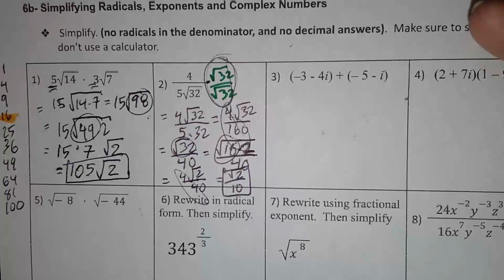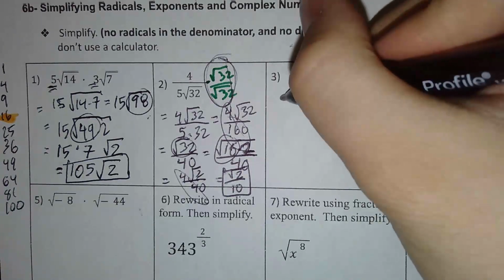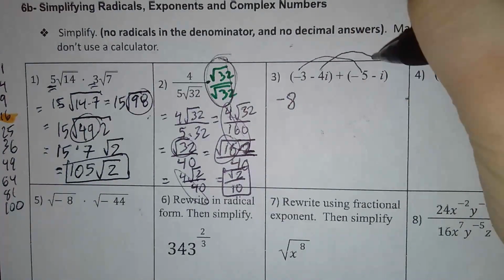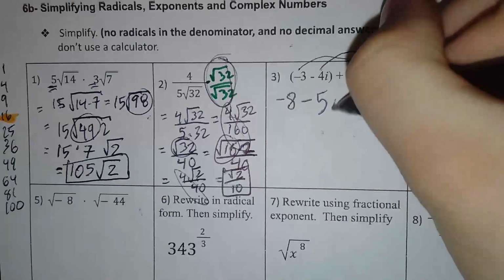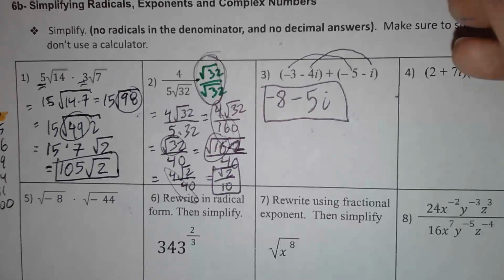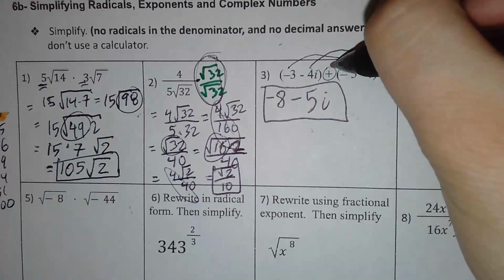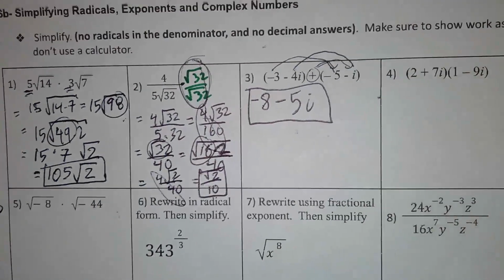Okay, next up is number 3. This is just an addition problem. We're going to do -3 plus -5. It's -8. And then -4i plus -i is -5i. That would be the correct answer. Now, it would be very different if this was a negative sign here, right? Because if it was negative, you'd have to distribute. So be prepared for that one.